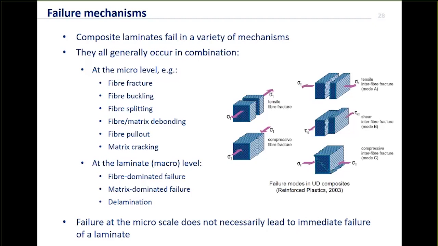And then at the laminate level, we can also see macroscopic failures occurring, which may be more or less dominated by fibre failure or more or less dominated by matrix failures. Very often there is a very significant contribution from delamination when it comes to final failure. And one thing that's important to point out is that composites are often quite damage tolerant. So the fact that you have some failure at a micro scale within a lamina doesn't necessarily mean that you're going to see early failure in the laminate itself, in the overall structure.